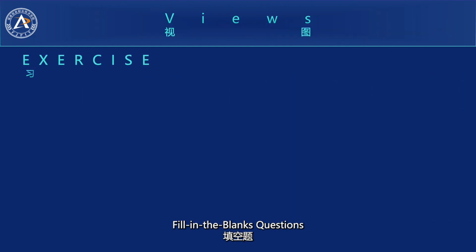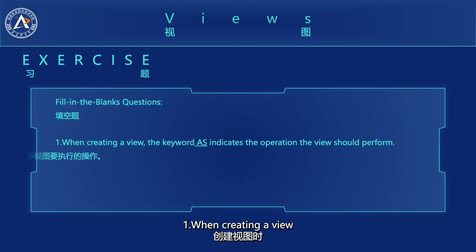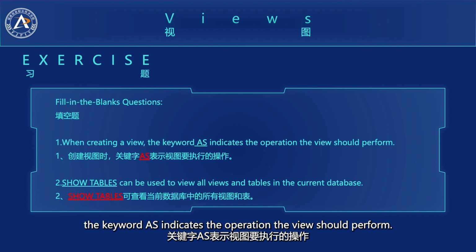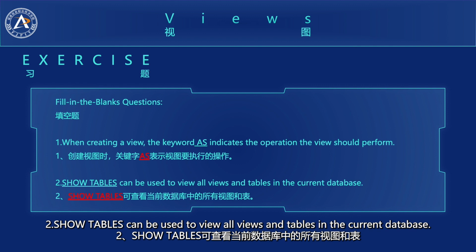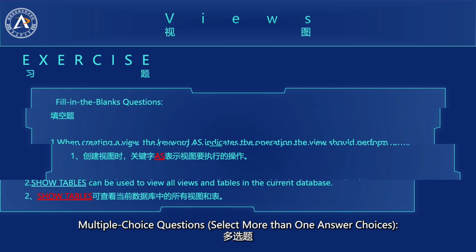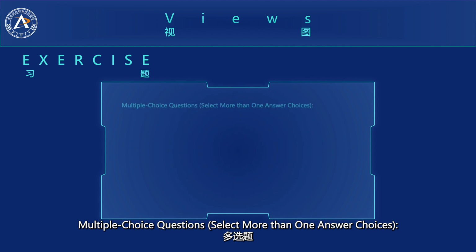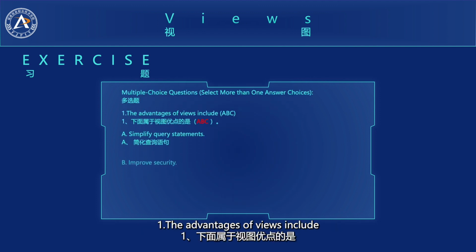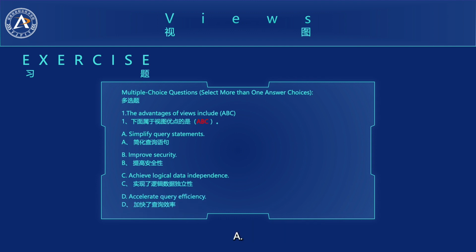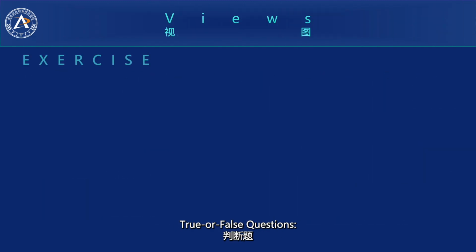Fill in the blanks questions. First, when creating a view, the keyword AS indicates the operation the view should perform. Second, SHOW TABLES can be used to view all views and tables in the current database. Multiple choice questions, select more than one answer choices. First, the advantages of views include A. Simplify query statements. B. Improve security. C. Achieve logical data independence. D. Accelerate query efficiency.